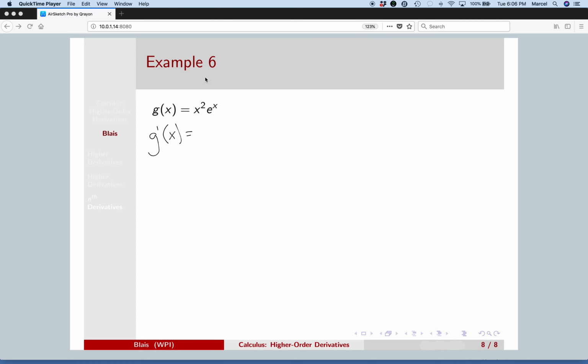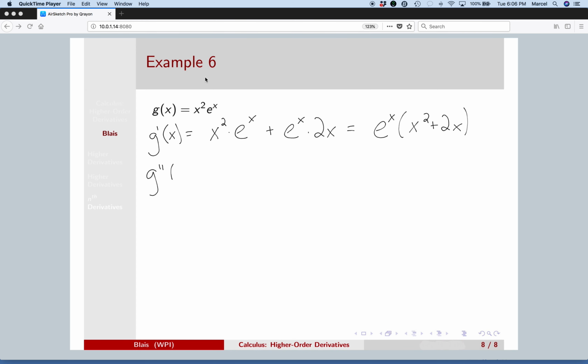g prime of x, we need our product rule. First, x squared times the derivative of the second, e to the x, plus the second, e to the x, times the derivative of the first, 2x. This will be nicer if we factor. E to the x times x squared plus 2x. But you can see now this first derivative is more complicated than the original function.